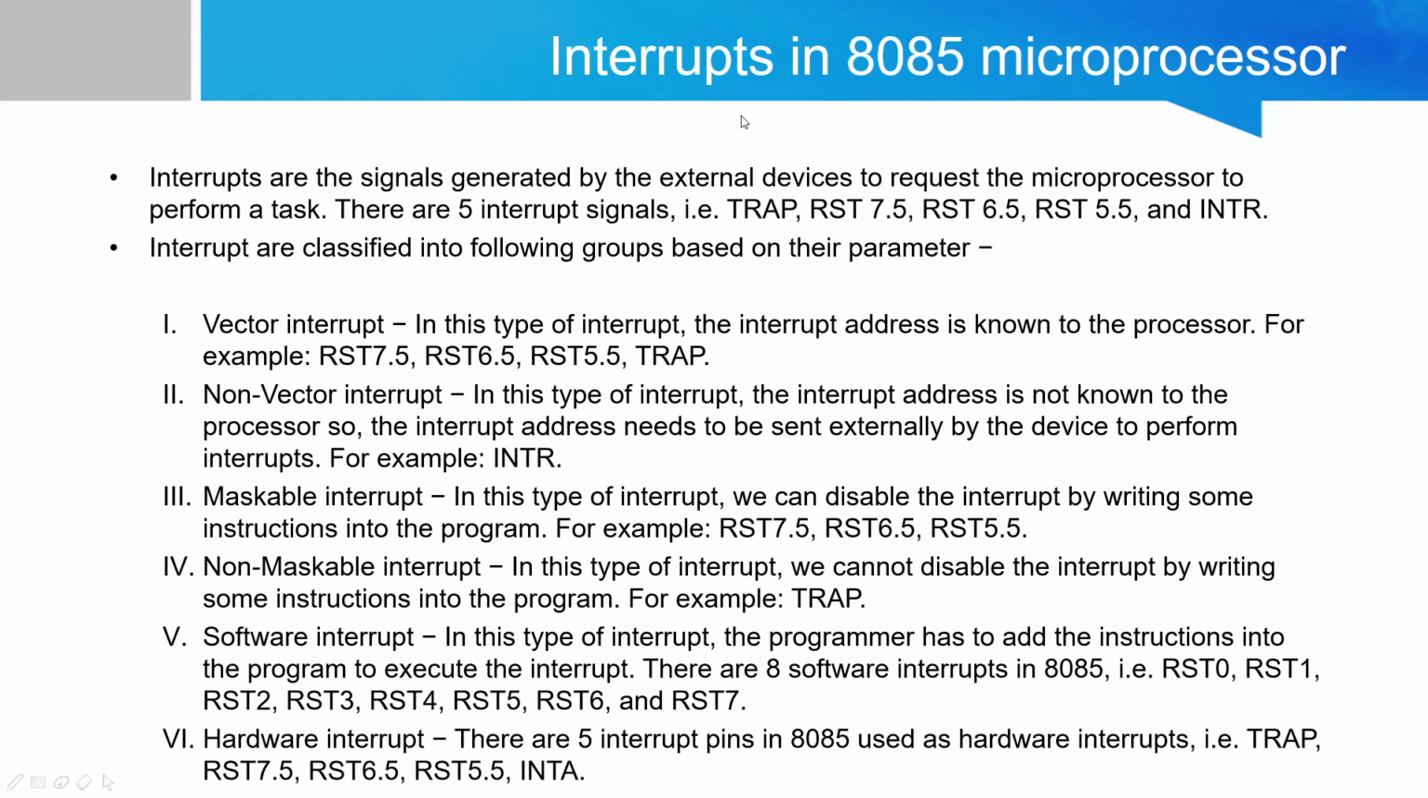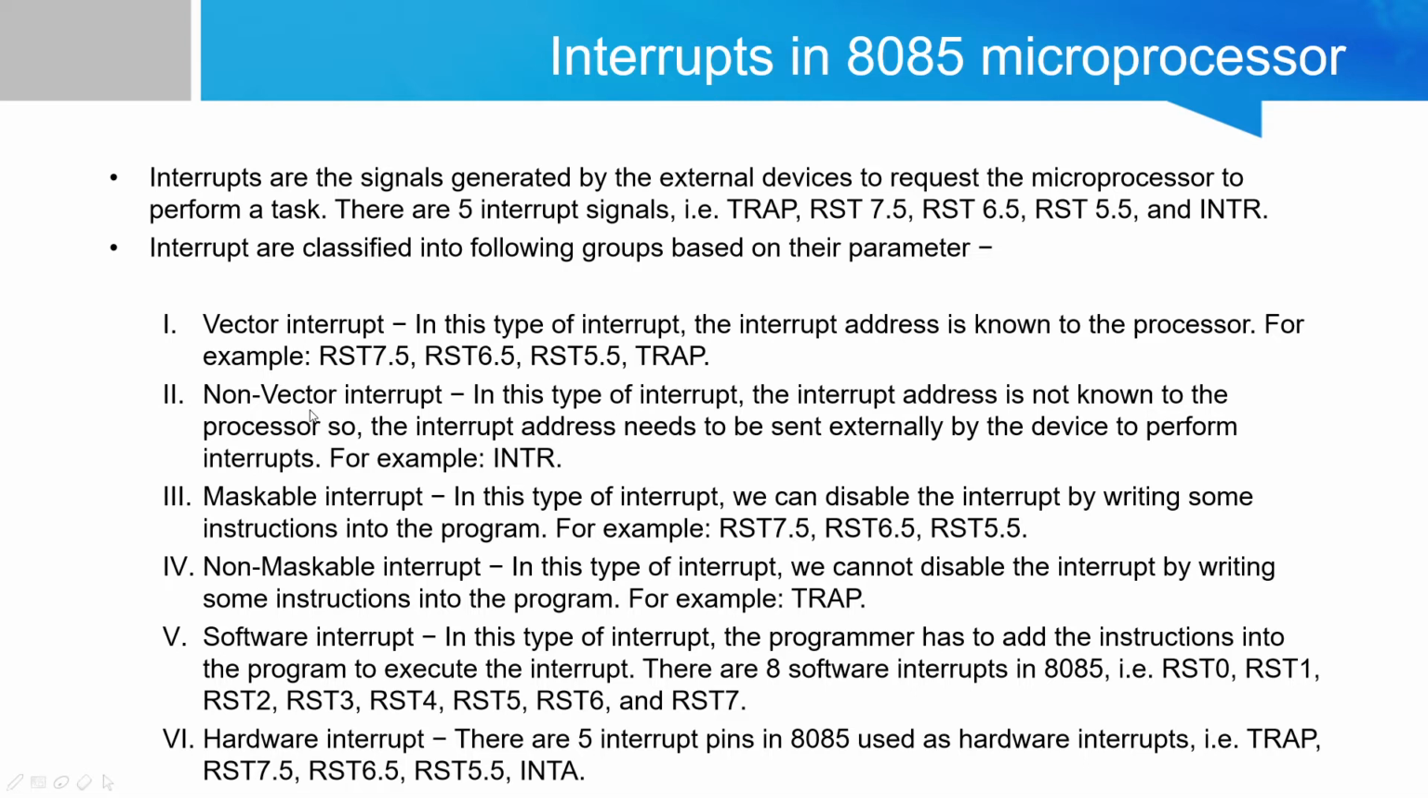For interrupts in the 8085 microprocessor, interrupts are signals generated by an external device to request the microprocessor to perform a task. There are 5 interrupt signals: TRAP, RST 7.5, RST 6.5, RST 5.5, and INTR. Interrupts are classified into the following groups based on their parameters. First, the vectored interrupt. In this type of interrupt, the interrupt address is known to the processor, for example, RST 7.5, RST 6.5, RST 5.5, and TRAP.